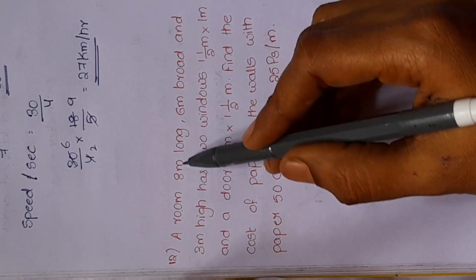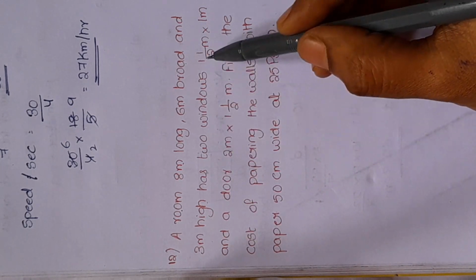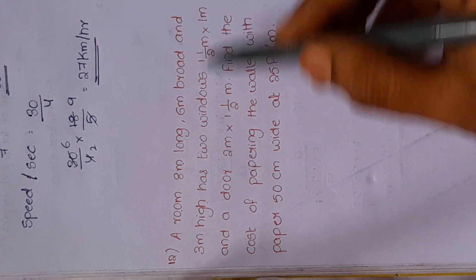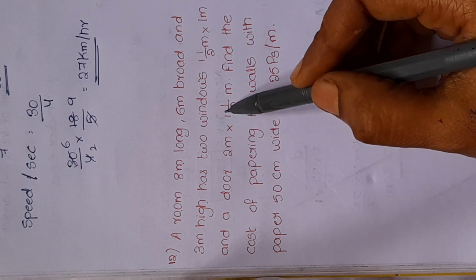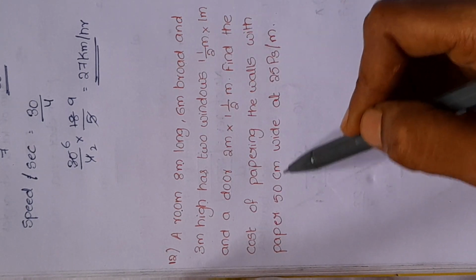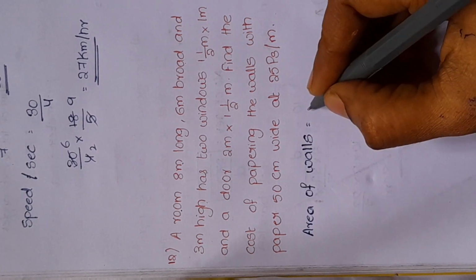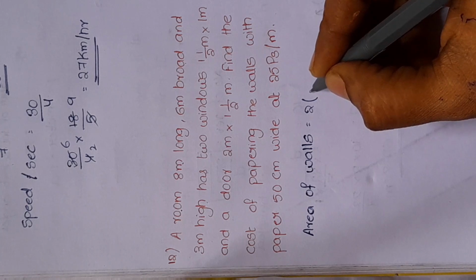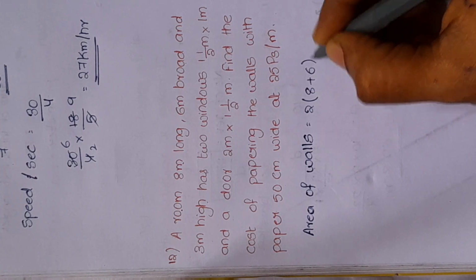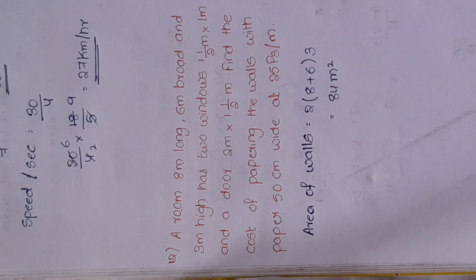Question number 12. A room 8 meters long, 6 meters broad and 3 meters high has 2 windows of dimensions 1 by 2 meters and 1 meter, and a door of dimensions 2 meters into 1 by 2 meters. Find the cost of papering the walls with paper 50 centimeters wide at the rate of 25 paise per meter. Now area of the walls is 2 into length 8 plus breadth 6 into height 3. So the area of walls is 84 meters square.